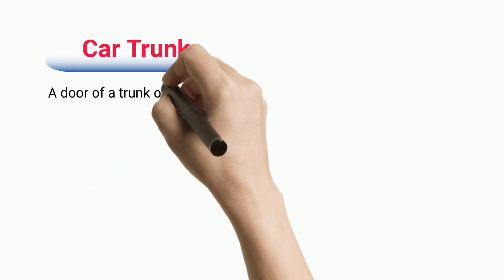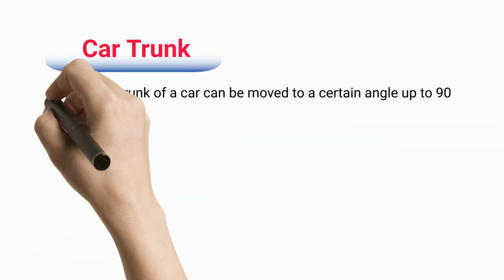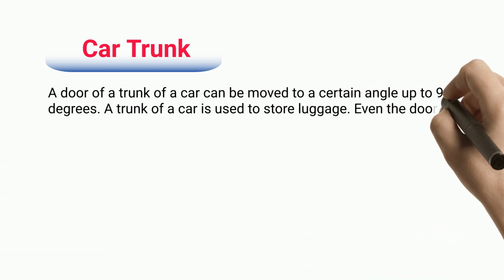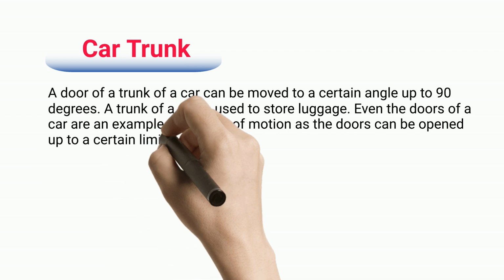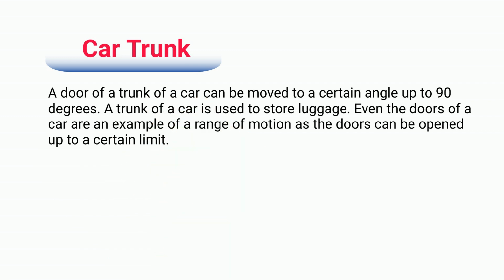Car trunk. A door of a trunk of a car can be moved to a certain angle up to 90 degrees. A trunk of a car is used to store luggage. Even the doors of a car are an example of a range of motion, as the doors can be opened up to a certain limit.